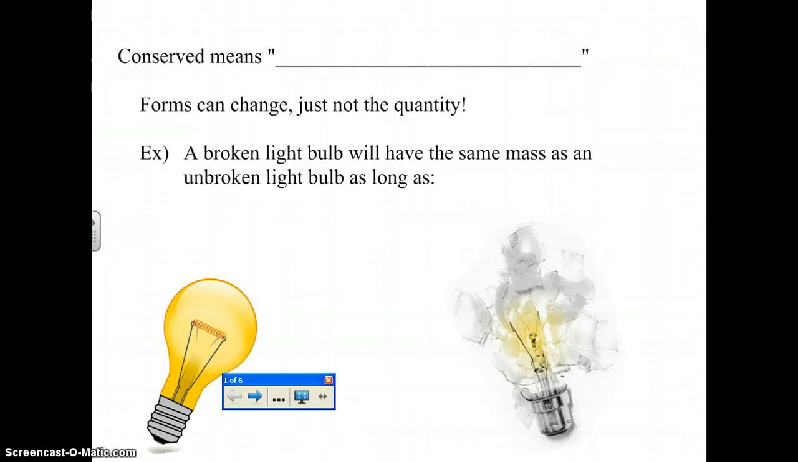This is on 5.3, talking about the conservation of energy. First thing I want to look at here is that conserved means remains constant. So in other words, what happens in the preliminary is what's going to happen as the after effect. So if you started with 16 joules of energy, you're going to end with 16 joules of energy.